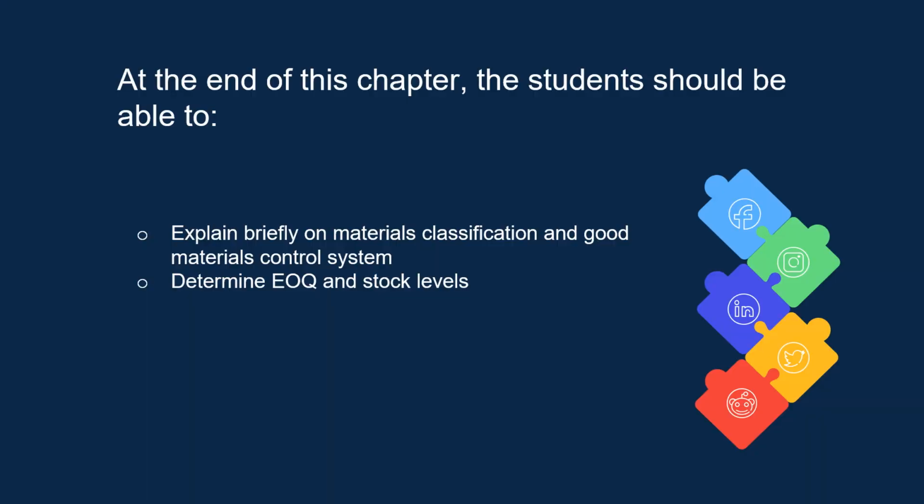So at the end of this part 1, we hope that the students should be able to achieve these two learning outcomes. Number 1, the student must be able to explain briefly materials classification and the good material control system. And number 2, the students should be able to determine the EOQ and the stock level.